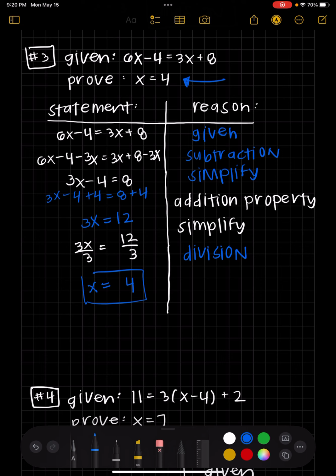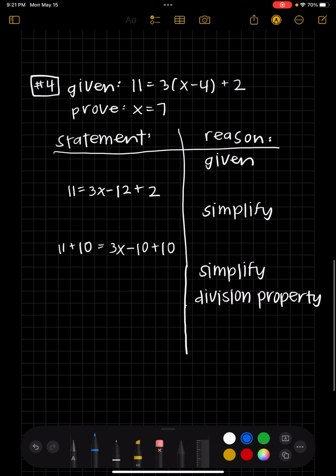That's what I wanted to prove. How did I do that? What was my last reason? It's because I just simplified. I actually divided, and so I simplified the answer. And that is a two-column proof. Okay, let's do the last example.